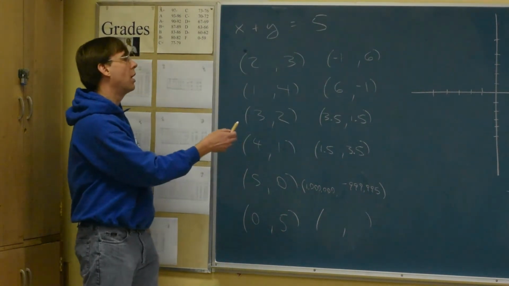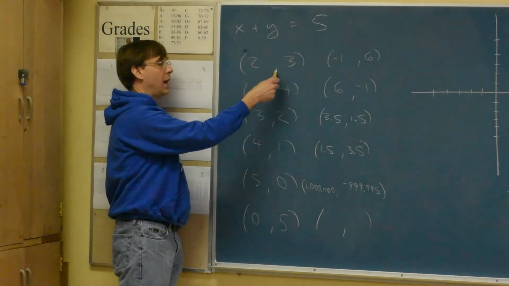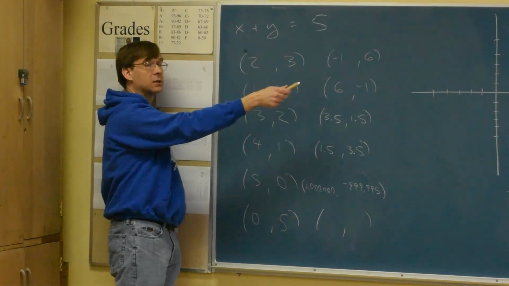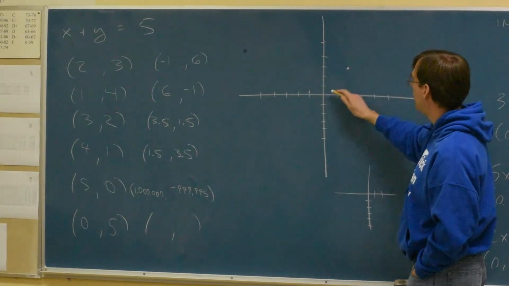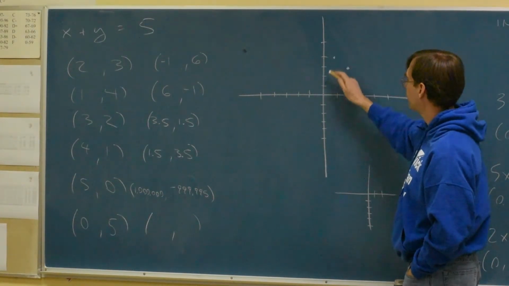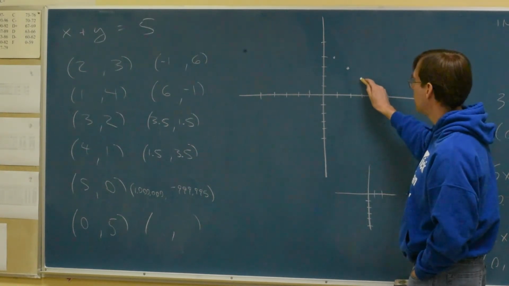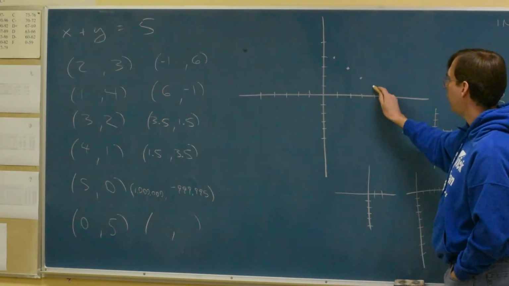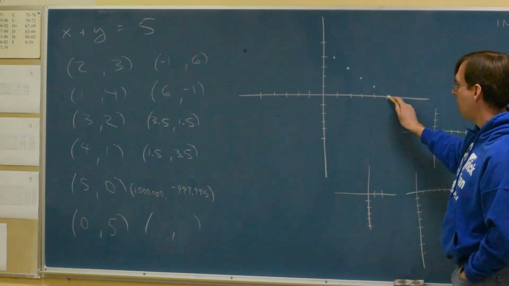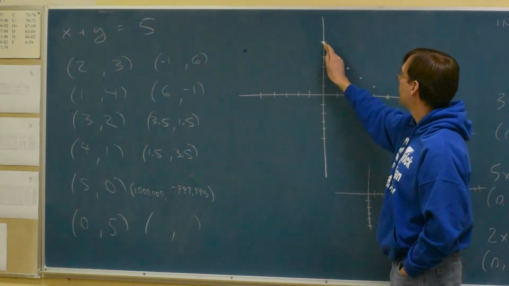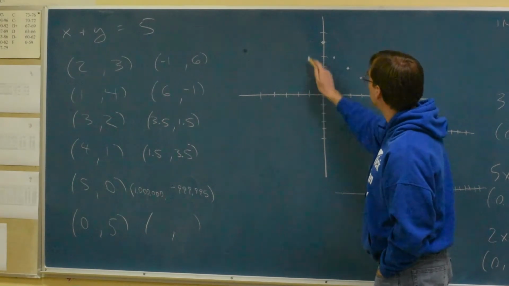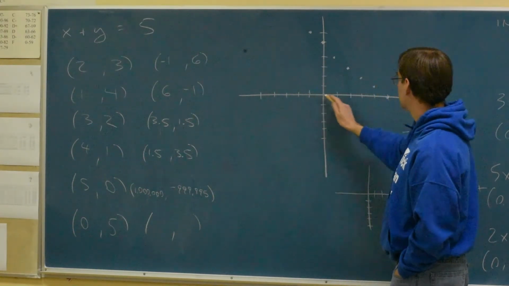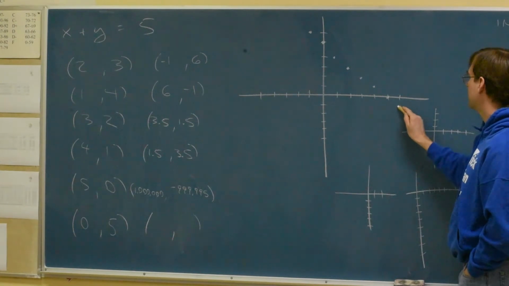Okay, yesterday what we learned is that we could take coordinates, ordered pairs, and make dots on a graph. So let's do some of that. So 2, 3 would go over 2 and up 3. 1, 4 would be over 1 and up 4. 3, 2 is over 3, up 2. We're over 4, up 1. Over 5, but not up at all. Not right or left, going up 5 is what 0, 5 is. -1, 6 would be over 1, up 6. 6, -1 is over 6, down 1.